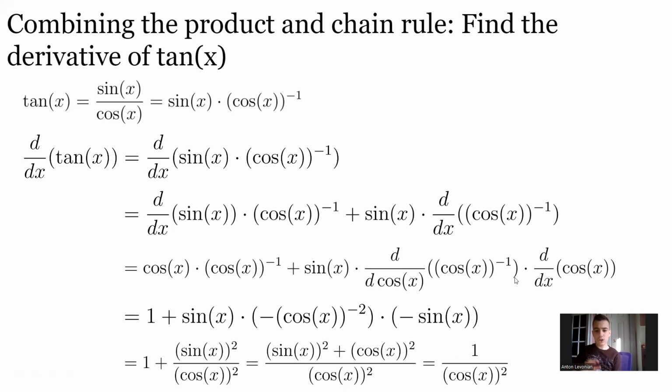So we have finally reached the answer that the derivative of tangent of x is 1 over cosine of x squared. Some of you may be familiar with this being called the secant squared of x. So this is how we deal with tangent.